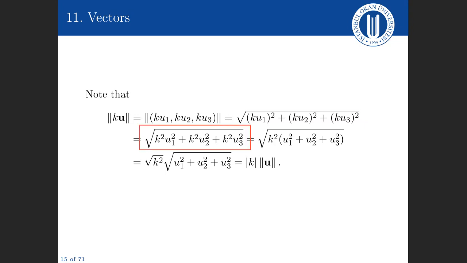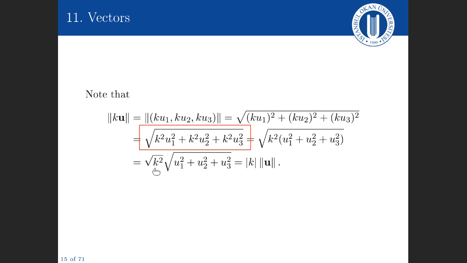Or the same as the square root of k squared u1 squared plus k squared u2 squared plus k squared u3 squared. The k squared we can factor out, and then we can break this square root into two square roots. The square root of k squared multiplied by the square root of u1 squared plus u2 squared plus u3 squared. But the square root of k squared is just the same as the absolute value of k.